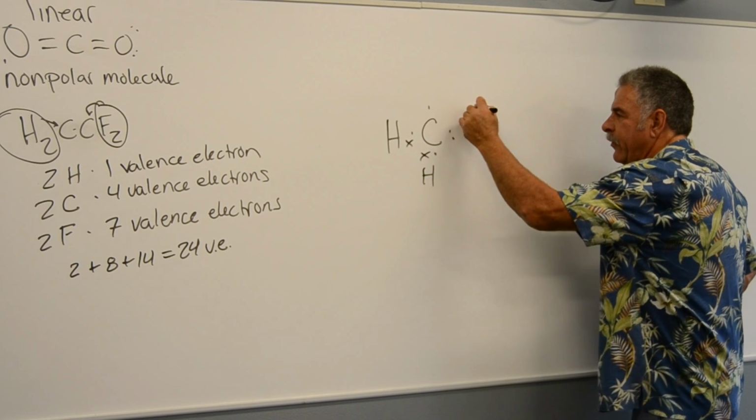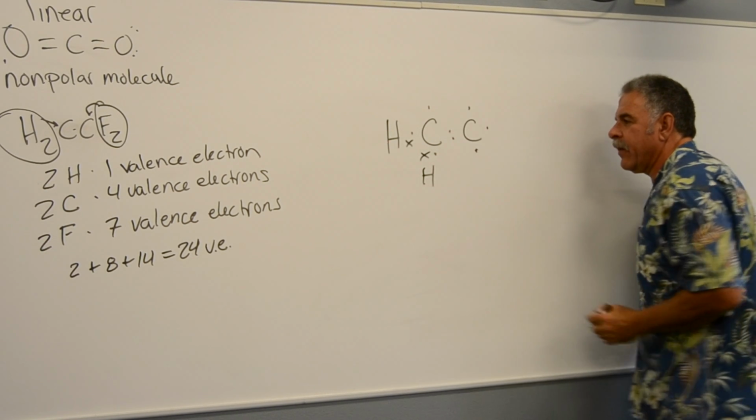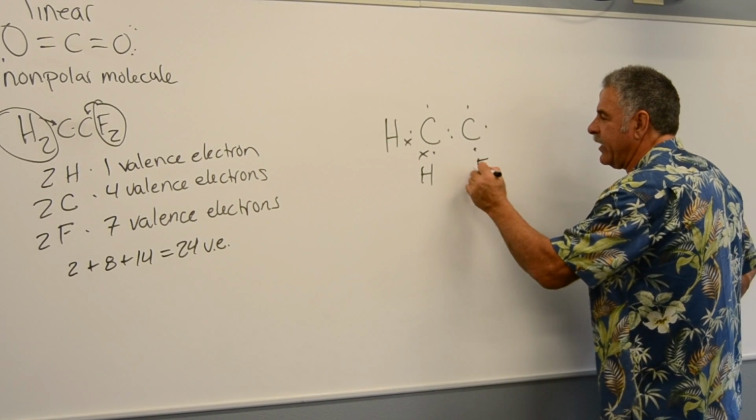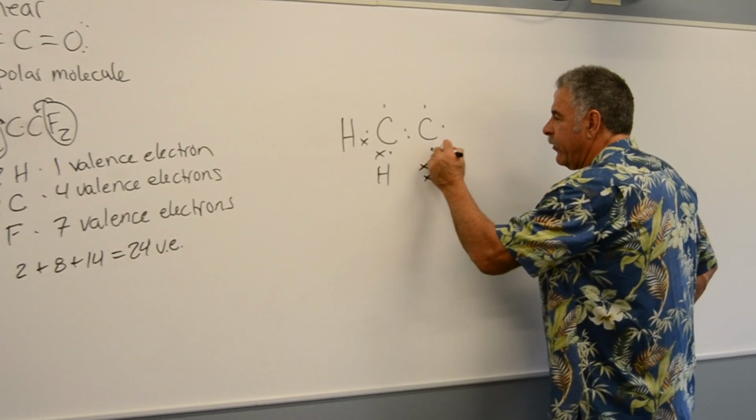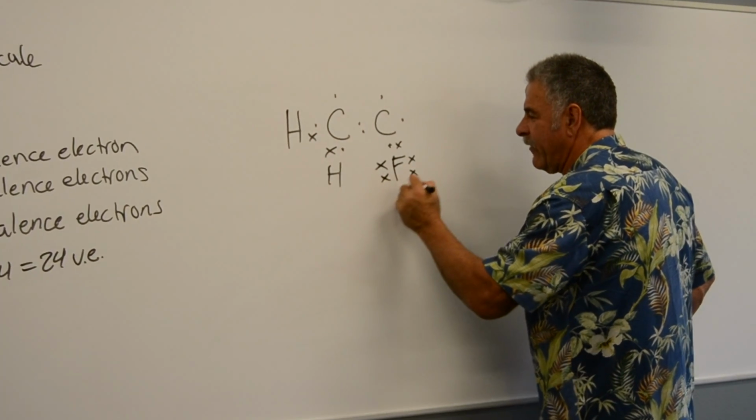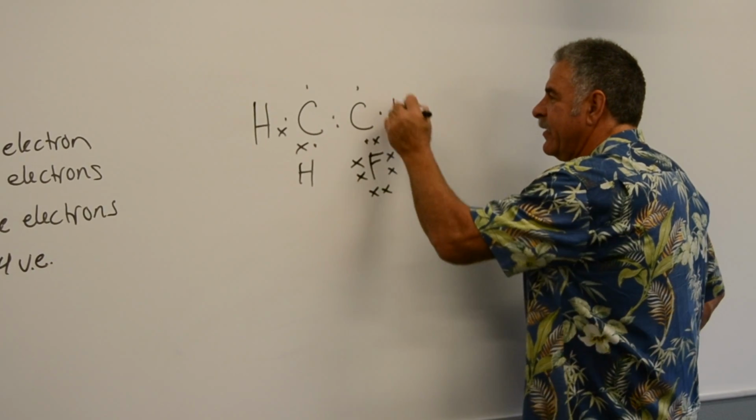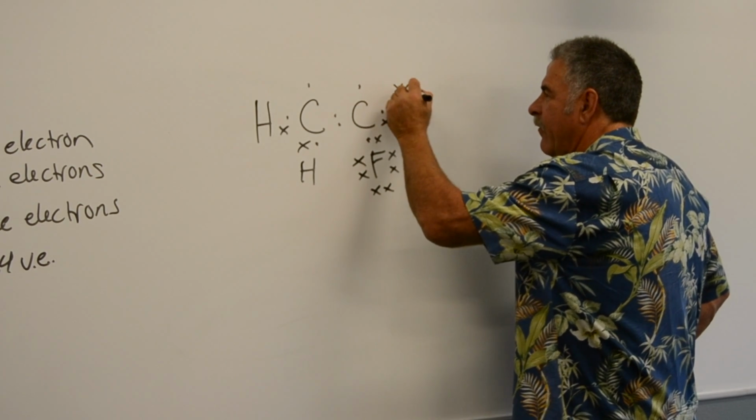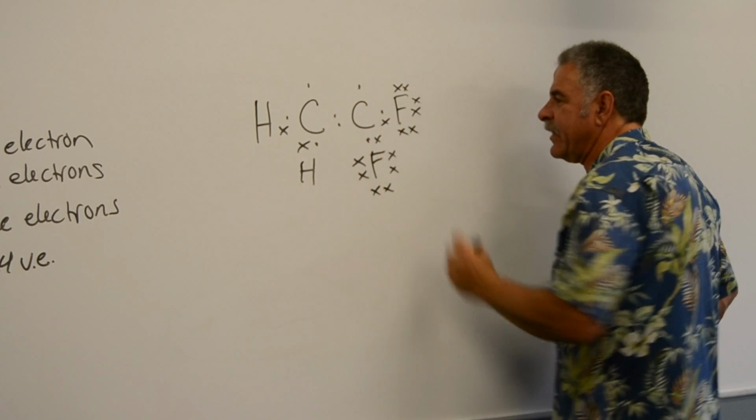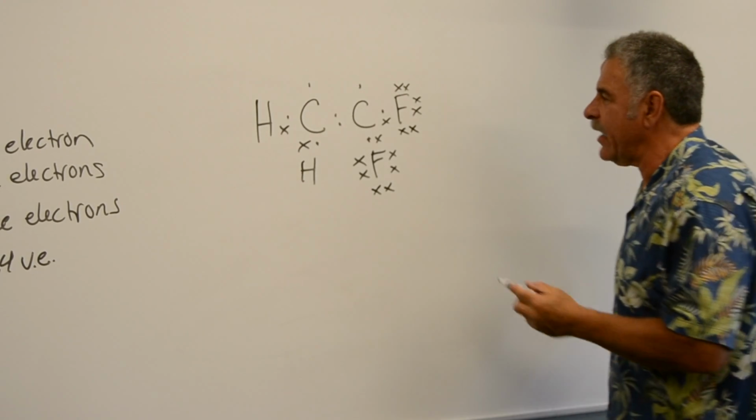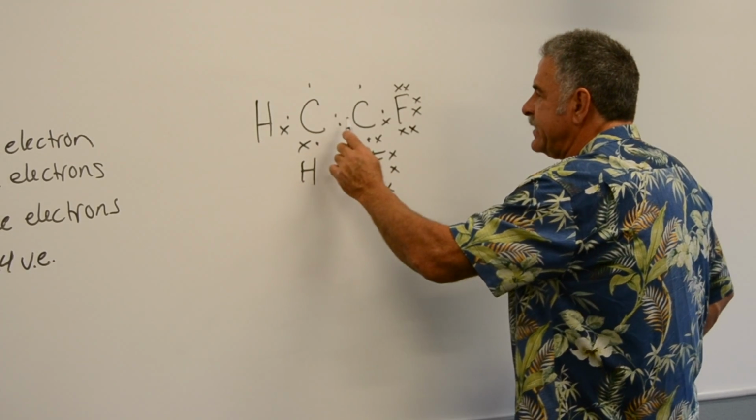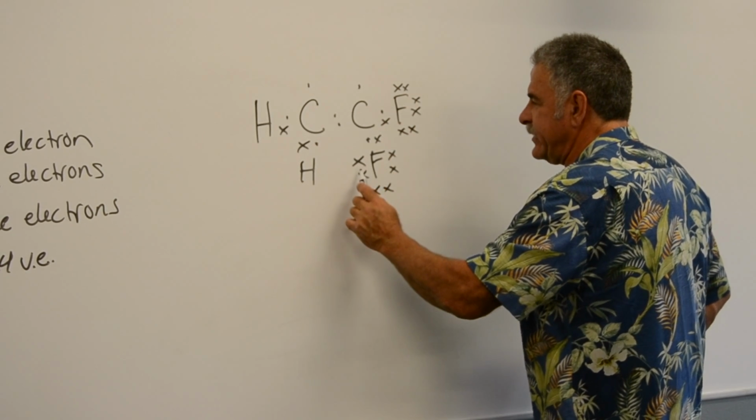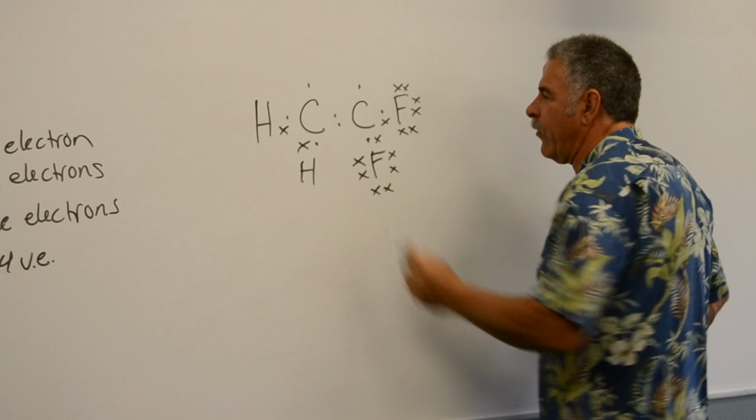1, 2, 3, 4. All right? Let's put our fluorines in. Fluorine has 7 electrons. 1, 2, 3, 4, 5, 6, 7. This fluorine, 1, 2, 3, 4, 5, 6, 7. Well, it all looks pretty good. Let's count it up. 2, 4, 6, 8, 10, 12, 14, 16, 18, 20, 22, 23, 24.